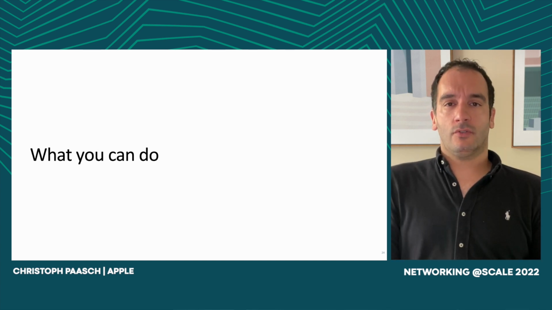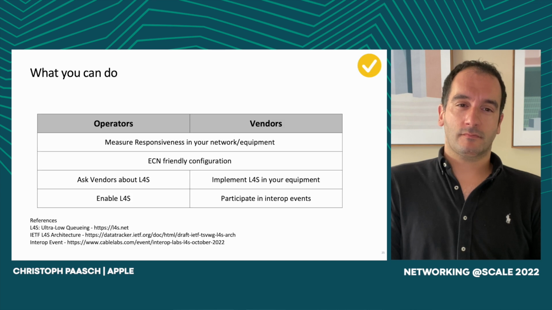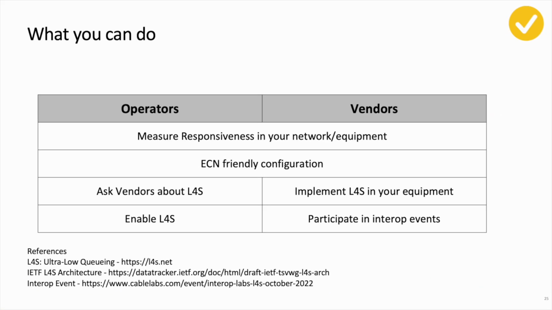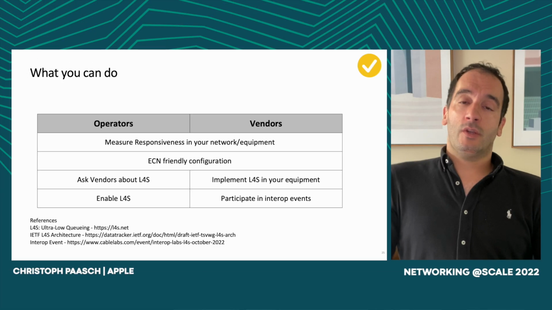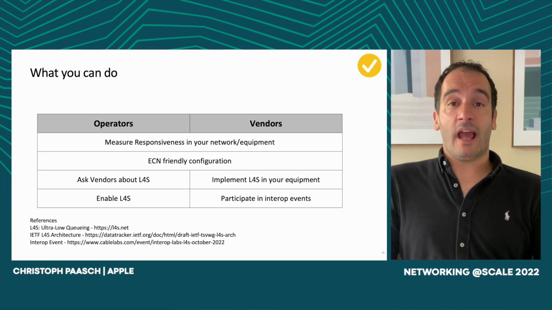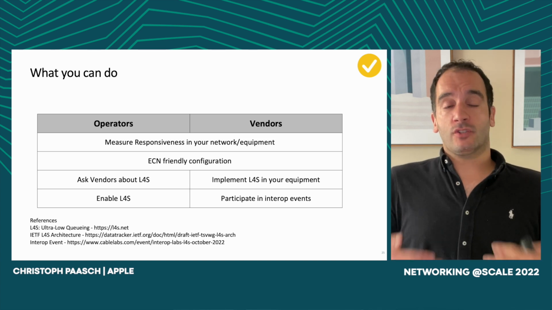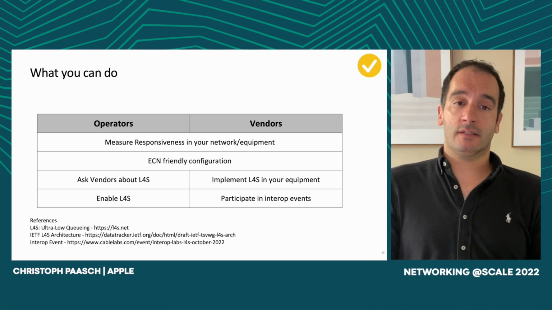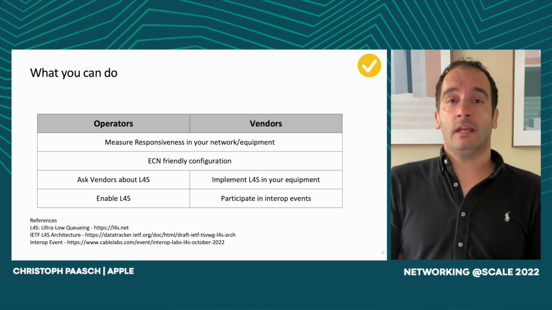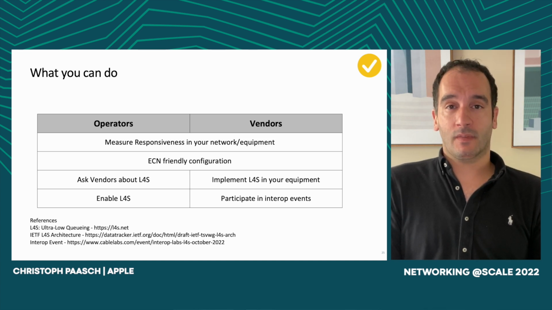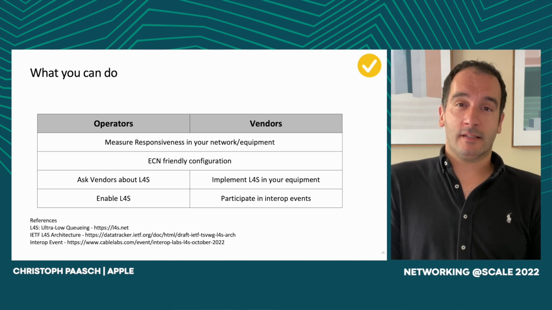So what can we do to improve the network-side responsiveness? Well, operators and vendors of network equipment should start measuring responsiveness in their network or in their equipment. There are tools available, open source tools like the Go Responsiveness tool, to measure responsiveness. We should start optimizing for responsiveness because it has a huge impact on user experience. After all, 3 seconds of loaded latency is not good enough. We should all make sure that the networks are ECN friendly so that L4S can be deployed. Operators and vendors should start asking questions about L4S, start implementing L4S, and enable it in their networks. Participate in the interop events that are hosted by the IETF. L4S is going to be the future that will bring the latency down in the networks.